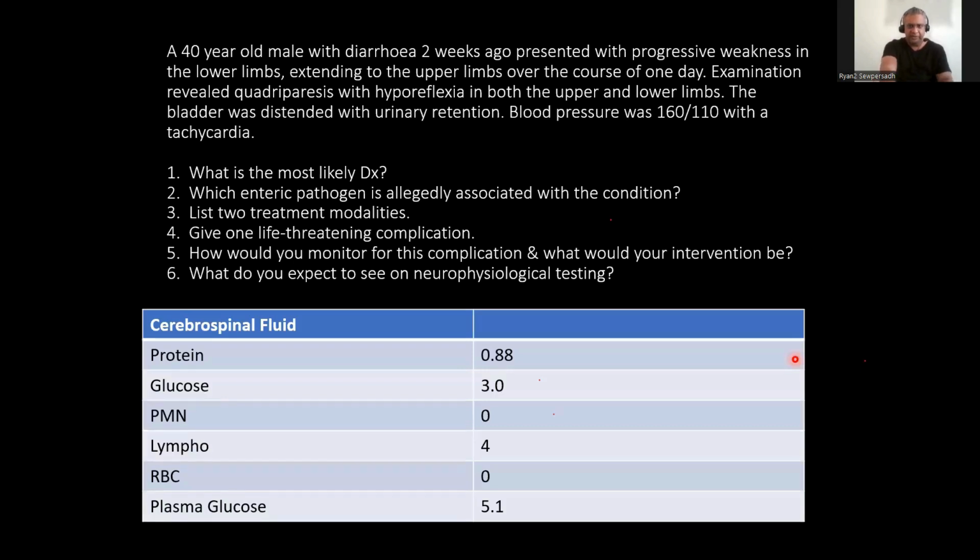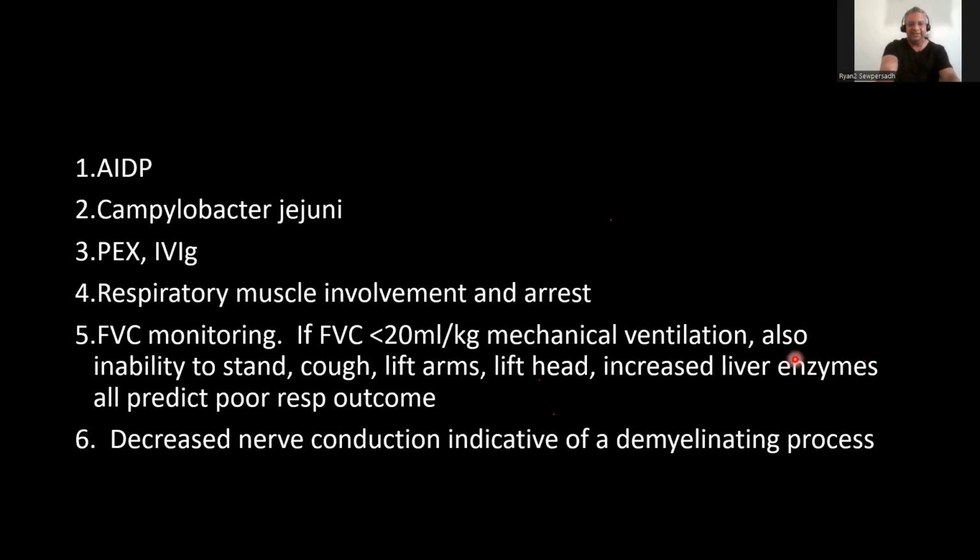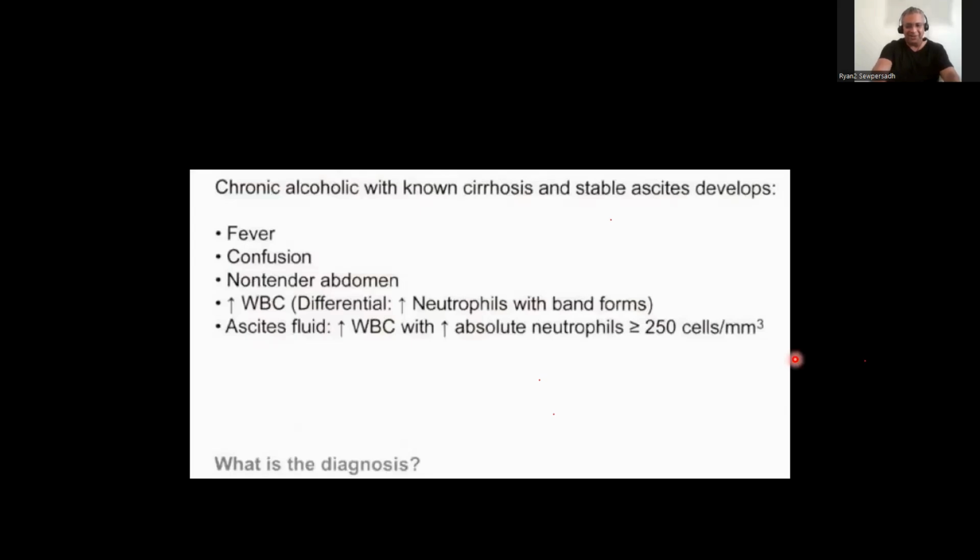Okay, 40-year-old male with a progressive weakness in the lower limbs extending to the upper limbs over the course of one day. No, man, sorry guys, this is the CNS. I don't know why I put that question in here. Okay, we're winding down now. We've got just about 10 minutes left.